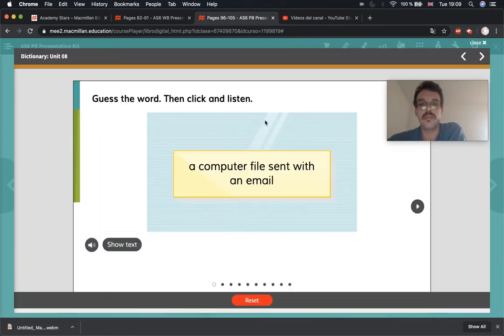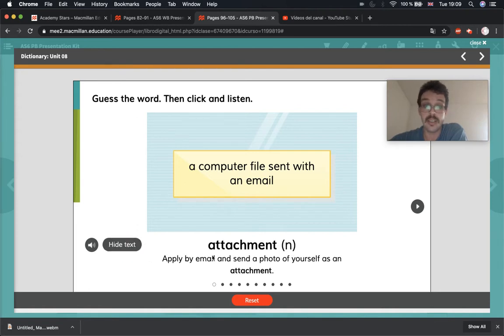So, the first word is a computer file sent with email. Do you know the word? The word is attachment. Apply by email, send a photo of yourself as an attachment.